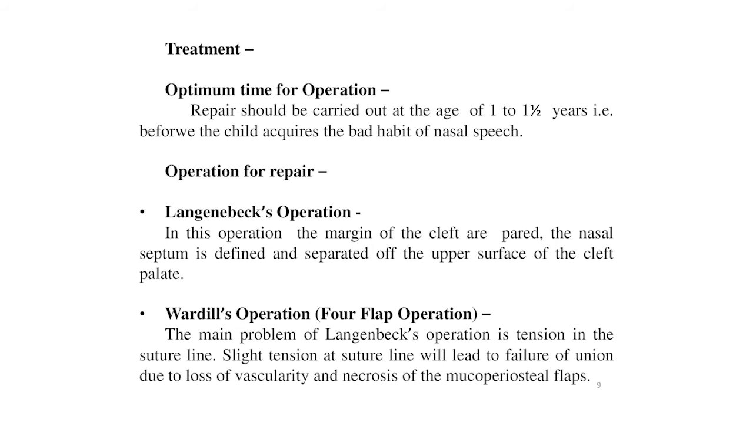The cleft is then repaired in the midline by bringing in the mucoperiosteal flaps and the nasal mucosa medially. Repair is done in 3 layers: nasal mucosa and the soft palate muscles with interrupted catgut sutures, and mucoperiosteal flaps with interrupted silk sutures.